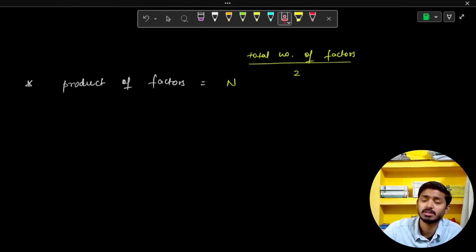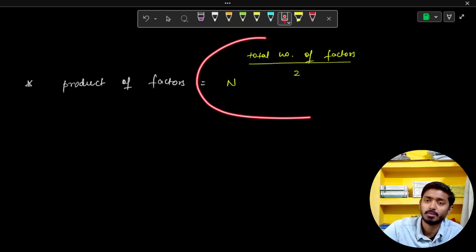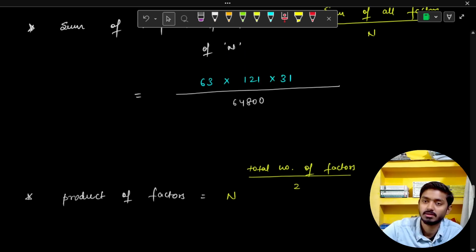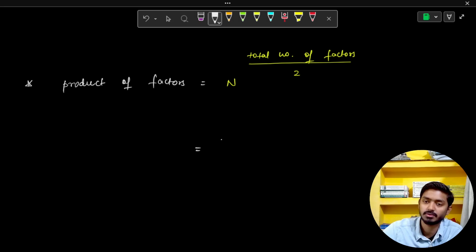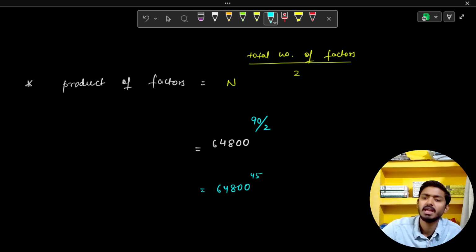What if you are asked to find the product of all the factors? You apply this formula which says write the number first of all, which is 64800. Total number of factors. What was the total number of factors? It was 90, the first question which we solved, and divided by 2, which gives 64800 to the power 45. Anyway, we are not going to solve, that will be too big. You will be given options to choose from, okay?